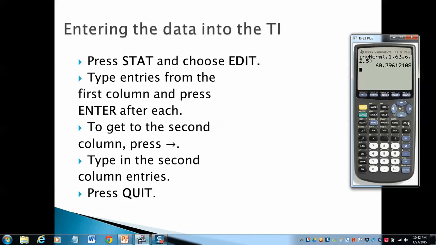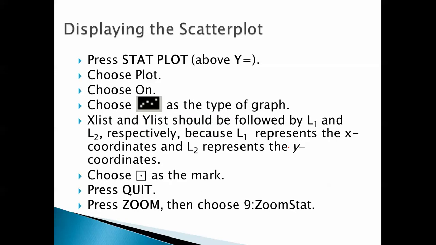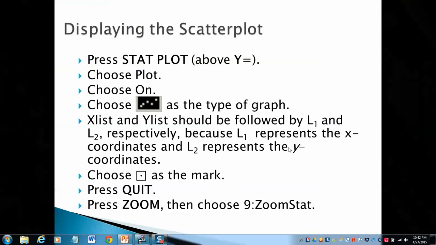Okay, so we get back to the home screen. We can press Clear. We don't need to, though. Okay, so now let me show you how we display the scatter plot. We press Stat Plot, choose Plot, and then On. Choose those little dots as the type of graph. X-list and Y-list should be followed by L1 and L2 respectively. L1's the X-coordinates, L2's the Y-coordinates. That little dots is the mark. We press Quit, and then Zoom and 9 Zoom Stat. Oh my goodness, there's no way you're going to remember that.